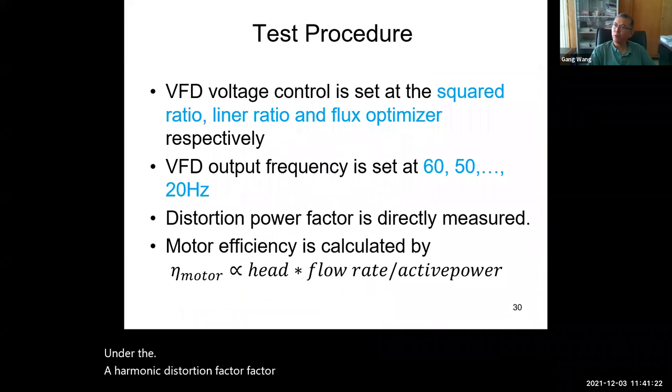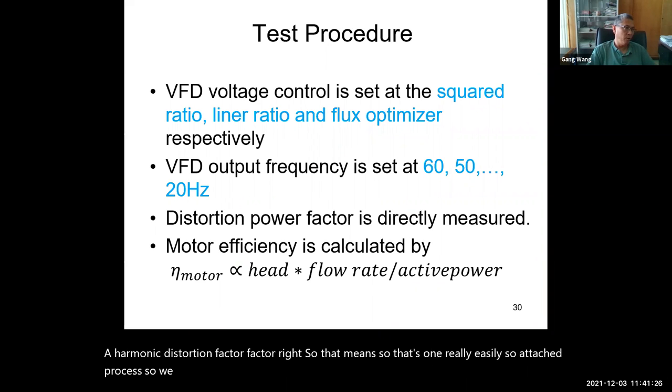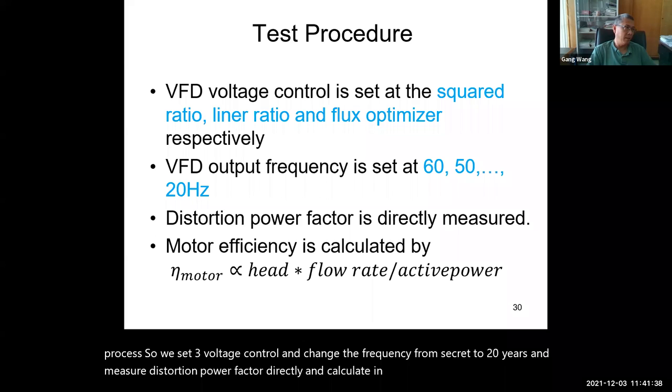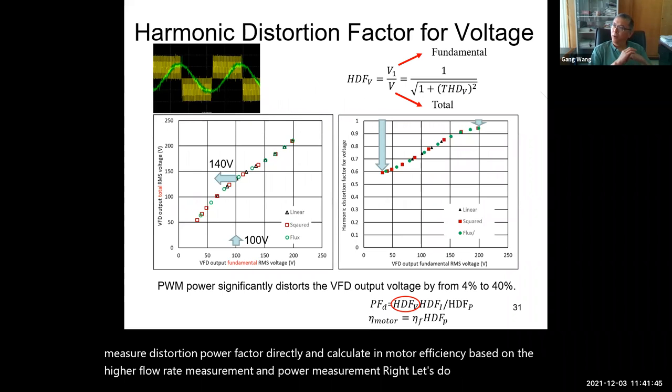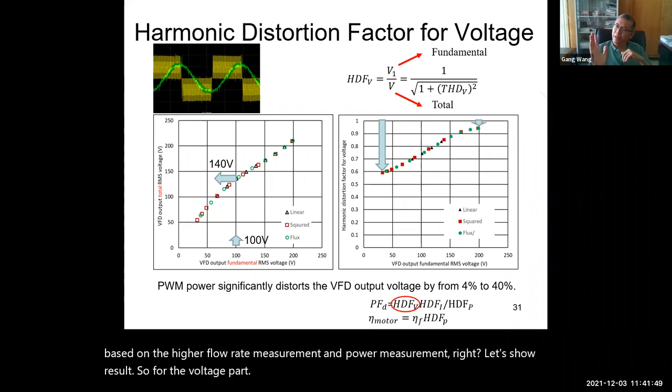The next part is really easy. For the test process, we set the voltage control and change the frequency from 6 hertz to 20 hertz, measure the distortion power factor directly, and calculate motor efficiency based on the head and flow rate measurements and the power measurement. Let's show the result. For the voltage part, you can see the left-hand side.